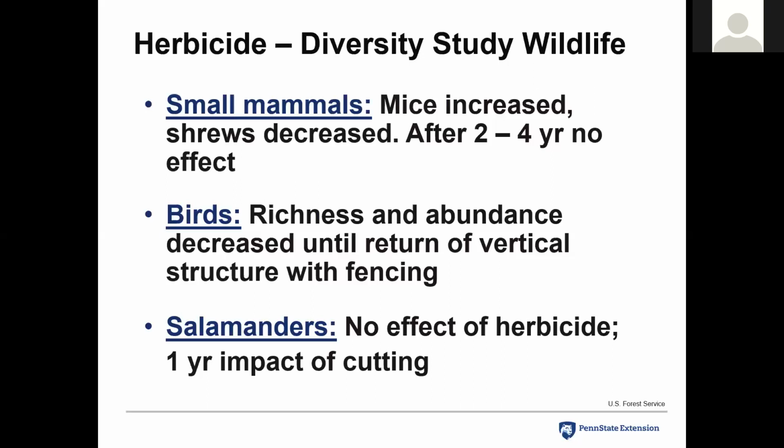first year, and they attributed that to the increased sunlight, drying that leaf litter layer on the forest floor, actually causing a decrease in the salamander population. But ultimately, over time, they didn't find any effect from the herbicide.